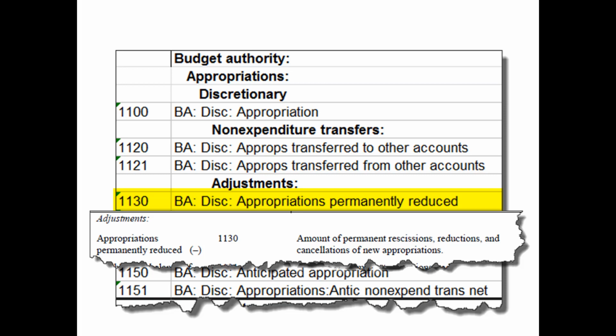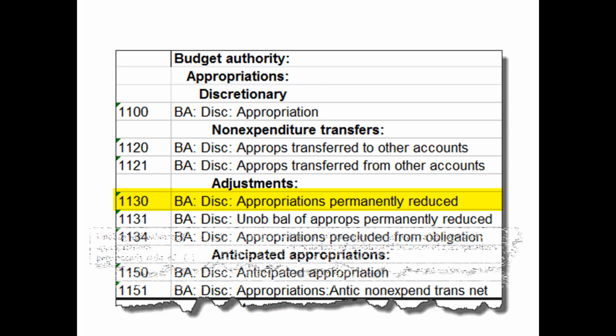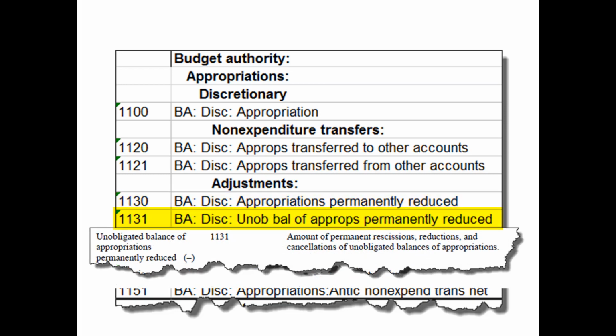In contrast to line 1130, 1131 is the amount of permanent rescissions, reductions, and cancellations of unobligated balances of appropriations. You may wonder why this line isn't in the unobligated balances section. Well, the reason OMB puts the line in the discretionary appropriations section and not the unobligated balances section has to do with the way the rescission of unobligated balances is scored.